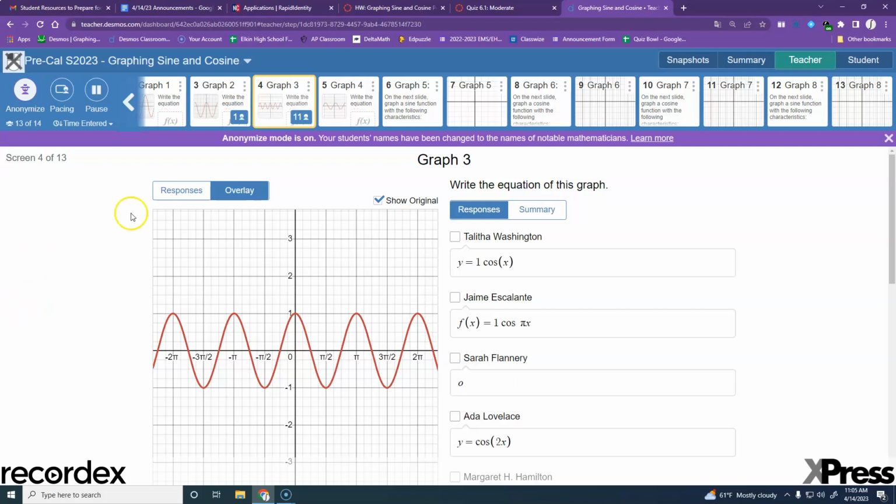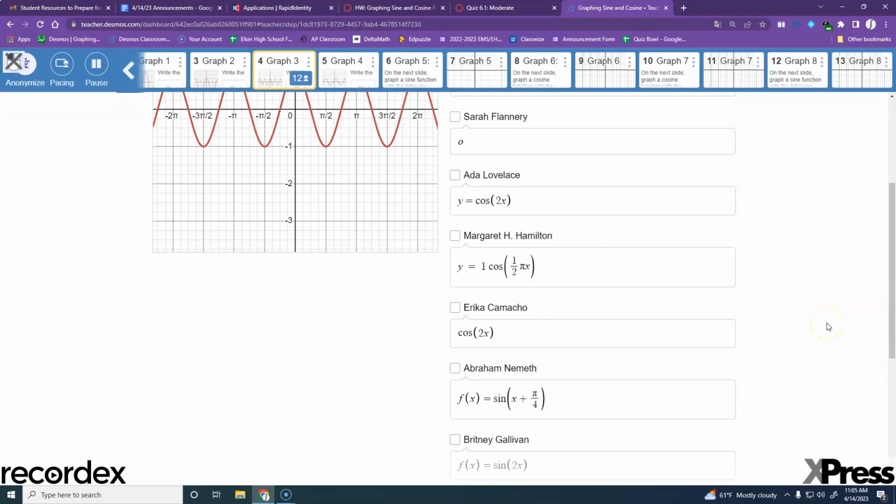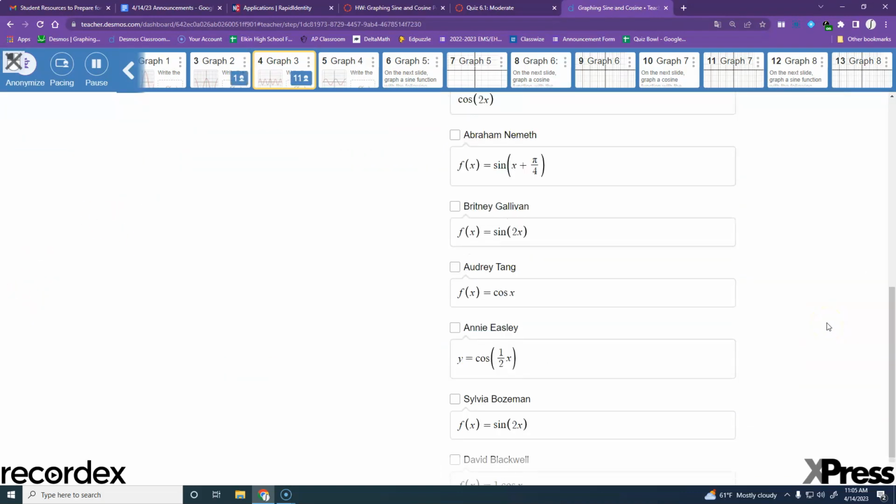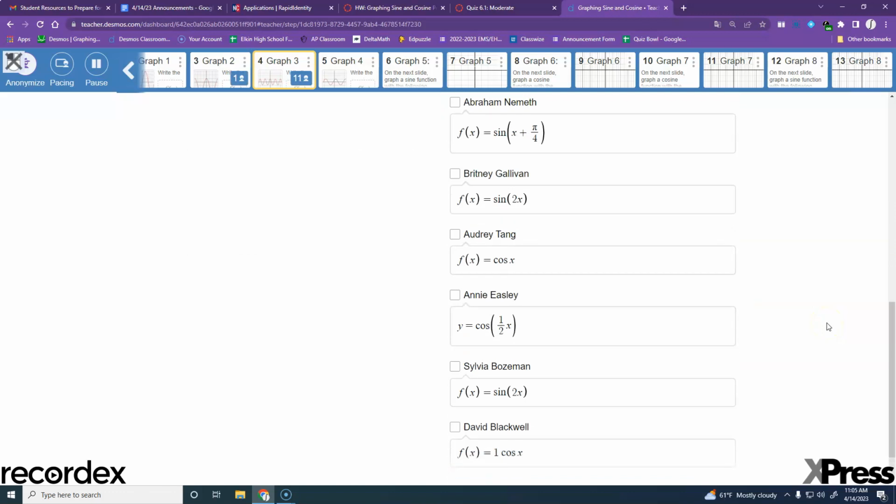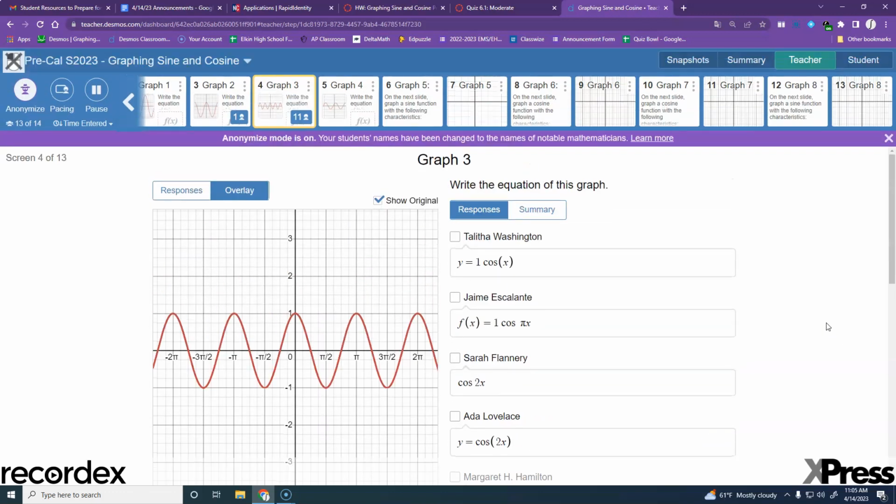This one's a little trickier. We're getting a lot of different answers on this one. All right, let's see what we've got. So please don't change it for a minute, and then I'll let you change it back in a second.